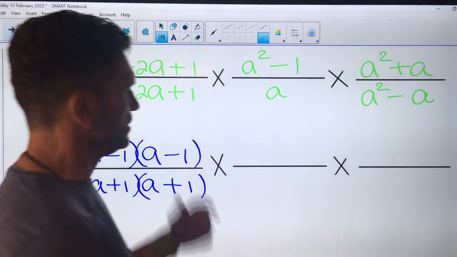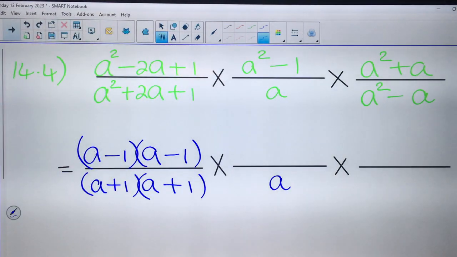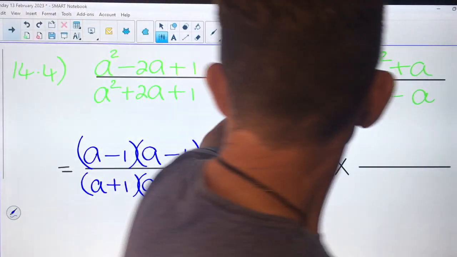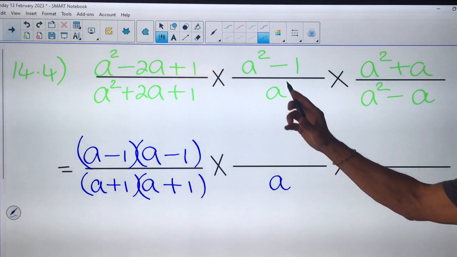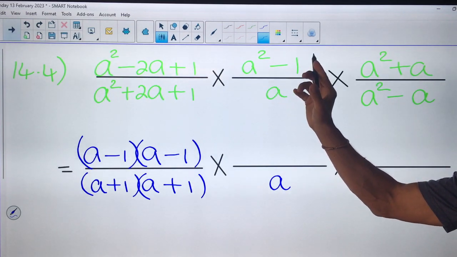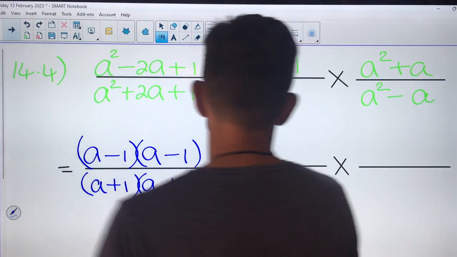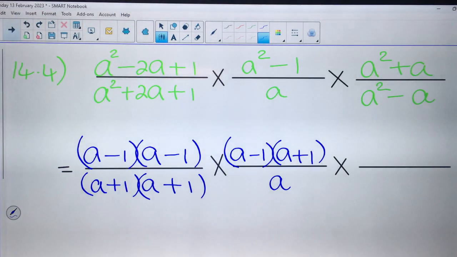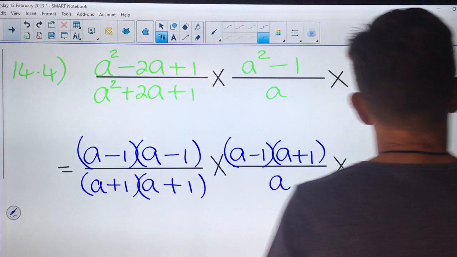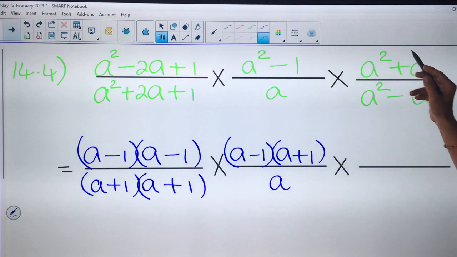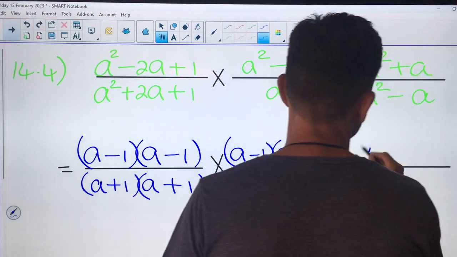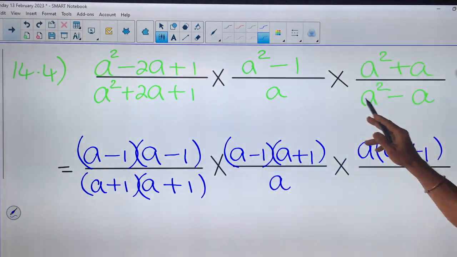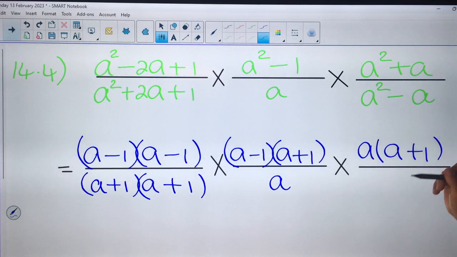Okay, this a here we can't do anything with, so that a remains an a. What do we have on top here? How can we factorize that? Difference of two squares. So I'm going to go with a minus 1 and a plus 1. Now let's look at the final fraction here. Can I remove a common factor on top? Yes, a. Can I remove a common factor at the bottom? Yes, a again.